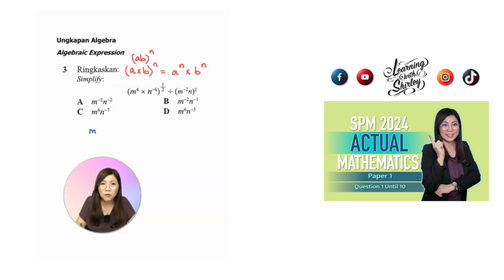So m to the power of 4. This 4, we have to times with half. 4 times half is 2. And then times n to the power of negative 6.